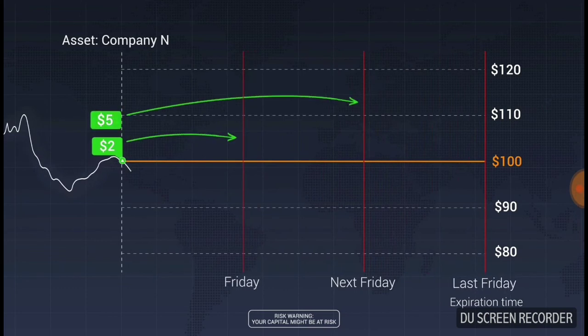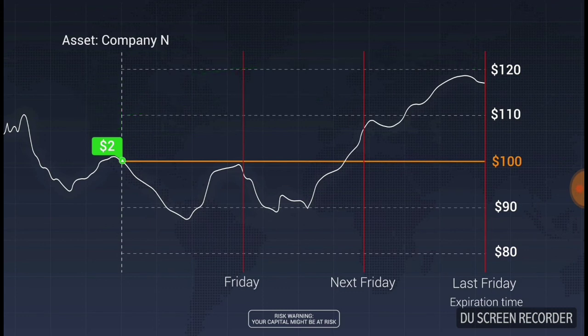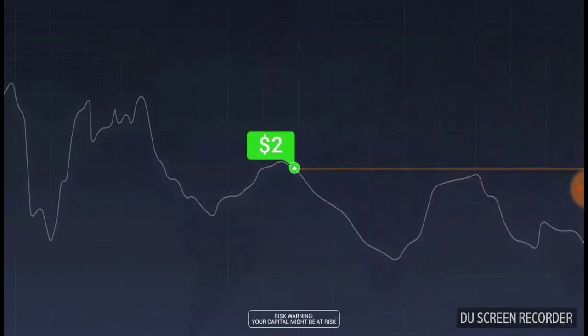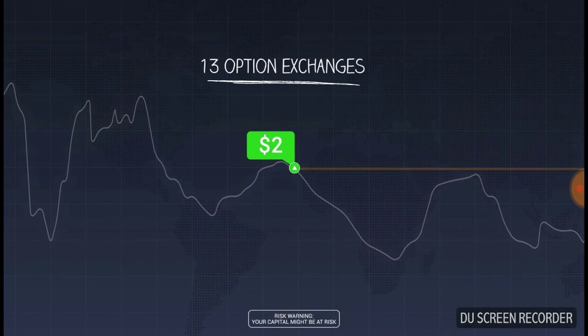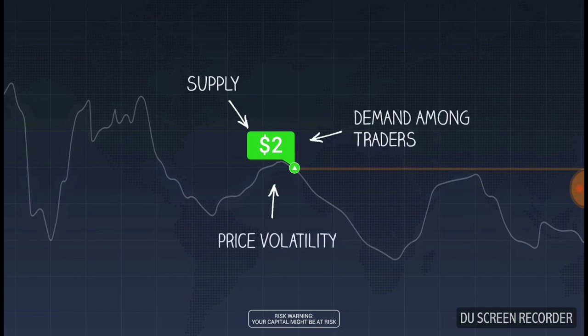The farther the expiration is from the current date, the more likely the price of the asset will move in the direction the buyer wants. So the more expensive the option. The cost of options is determined by the market. We use 13 option exchanges. Market conditions depend on a combination of many factors: supply and demand among traders, price volatility in the past, time to expiration, and more.